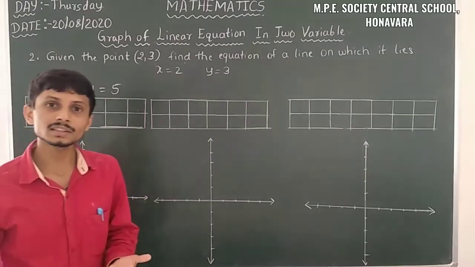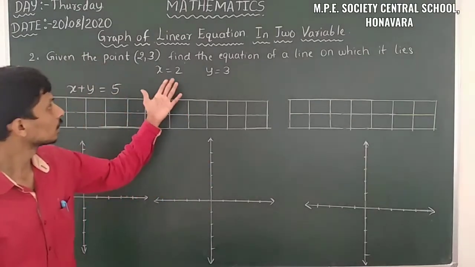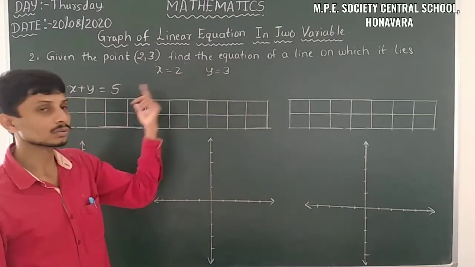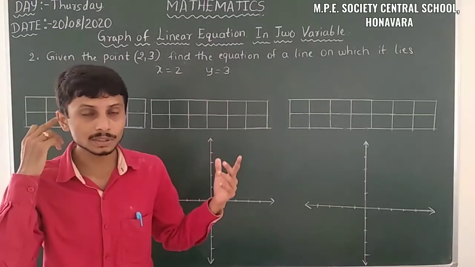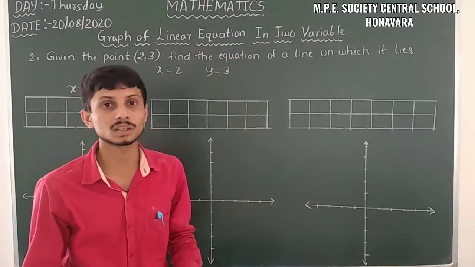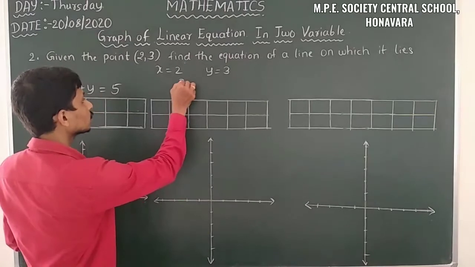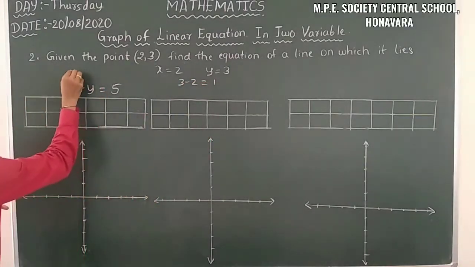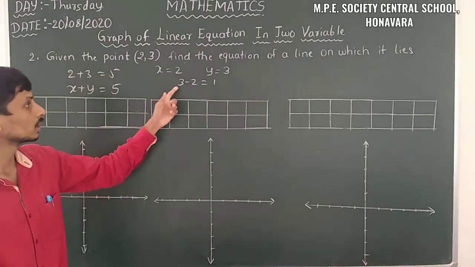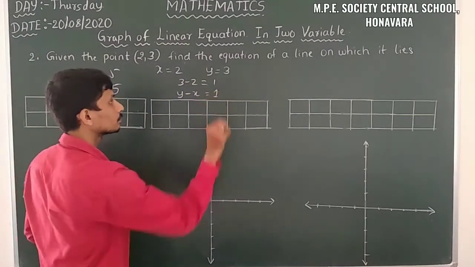Then again, we can subtract. When you are subtracting, it also becomes a linear equation in two variables. When you subtract 2 minus 3, or you can take 3 minus 2, so when we take the subtraction between this 3 and this 2, we get the value of 1. So 3 minus 2 is equal to 1. Here 2 plus 3 is equal to 5, in the form of x plus y is equal to 5. Here 3 minus 2 is equal to 1, so we can write it as y minus x is equal to 1.